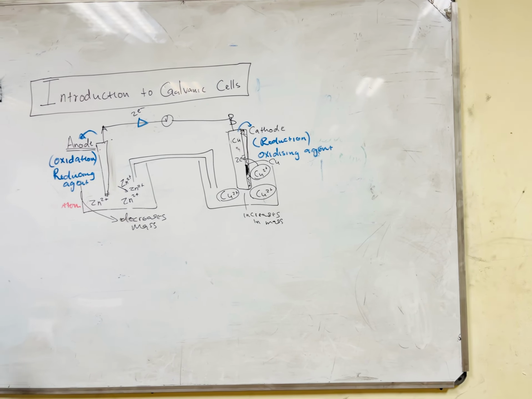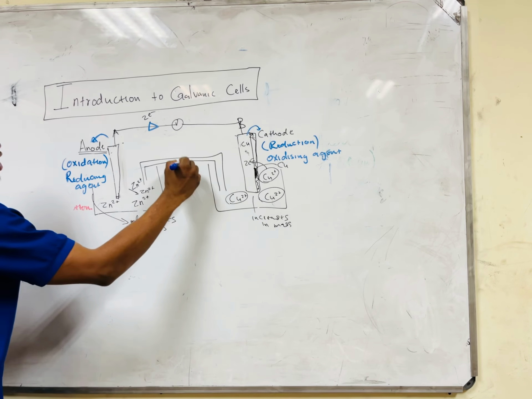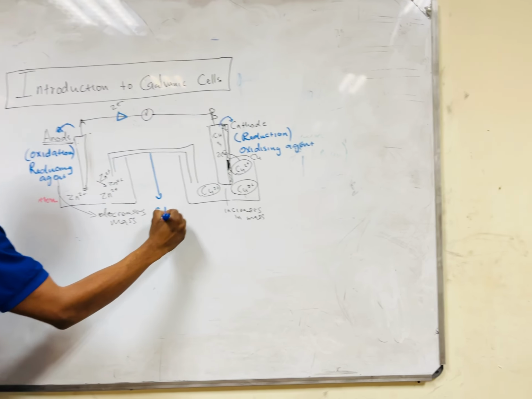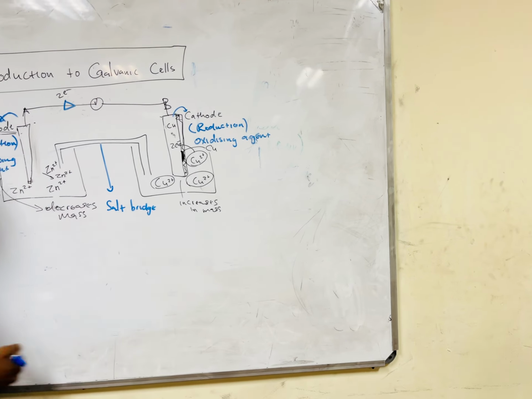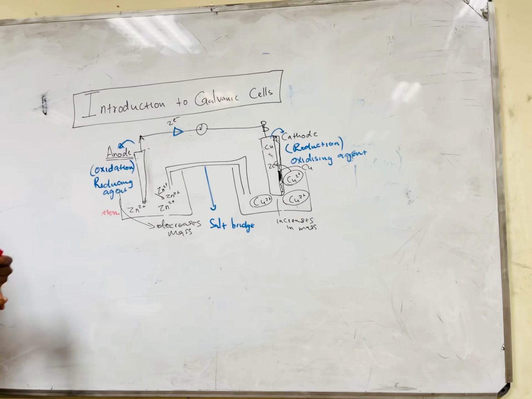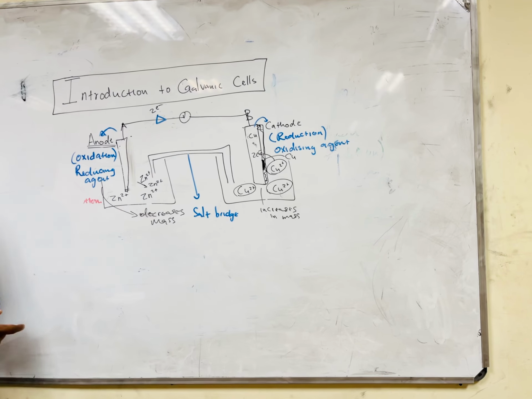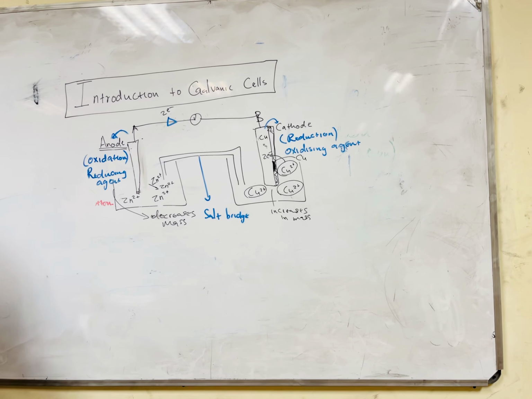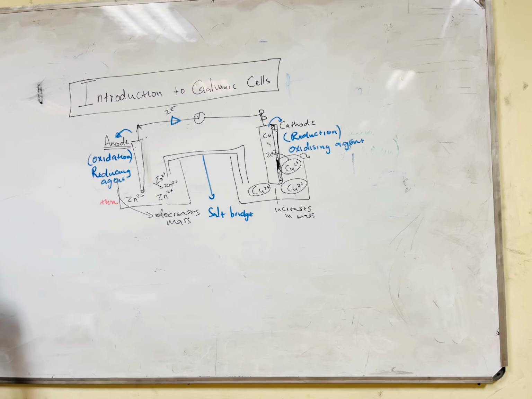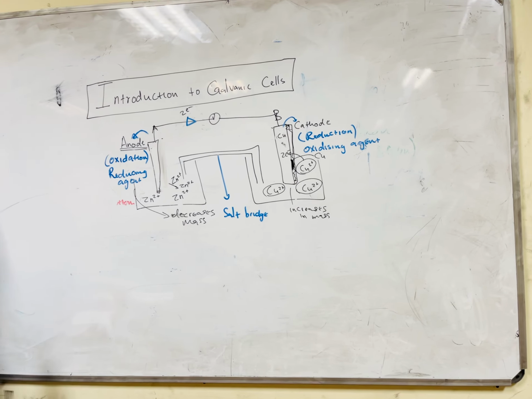At times they will ask you of the functions of the salt bridge. Remember I said this is the salt bridge. One of the functions of the salt bridge: it separates the two half cells, or it completes the circuit, or it balances the electrical neutrality. So those are the three functions of the salt bridge.